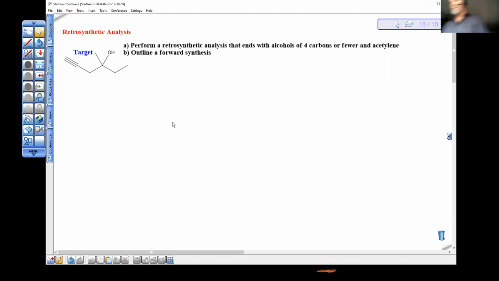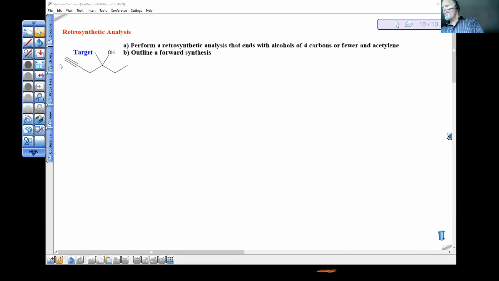Retrosynthetic analysis. What is that again? Do you remember? We have to start with the end of a synthesis and figure out how to make that from things we're allowed to use in the first statement. So we're allowed to use alcohols of 4 carbons or fewer and acetylene. And it looks like we made a molecule that's got an alkyne in it and an alcohol. Did we do any reactions today that ended up making an alkyne and an alcohol in the same molecule? Maybe we can use those as a guide.